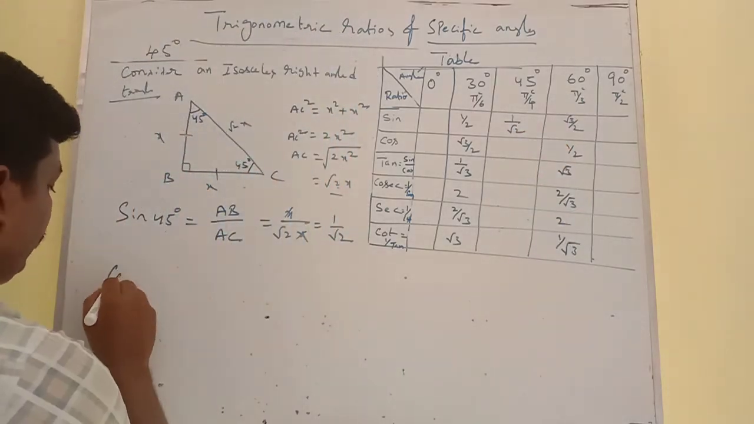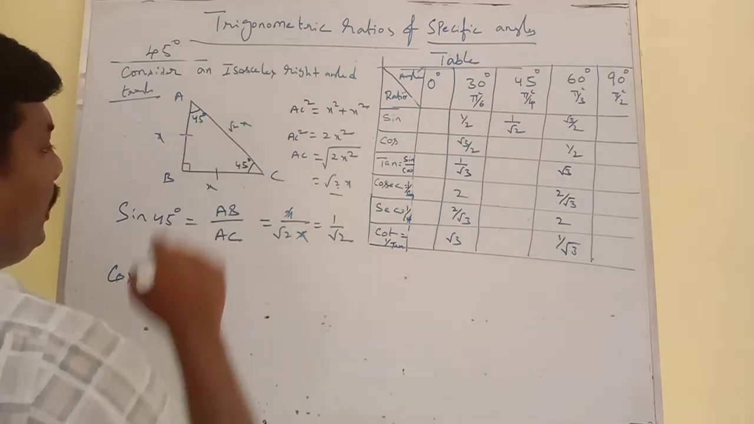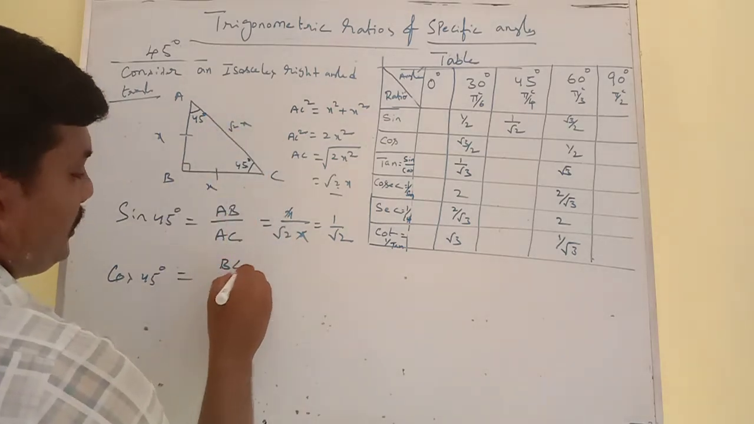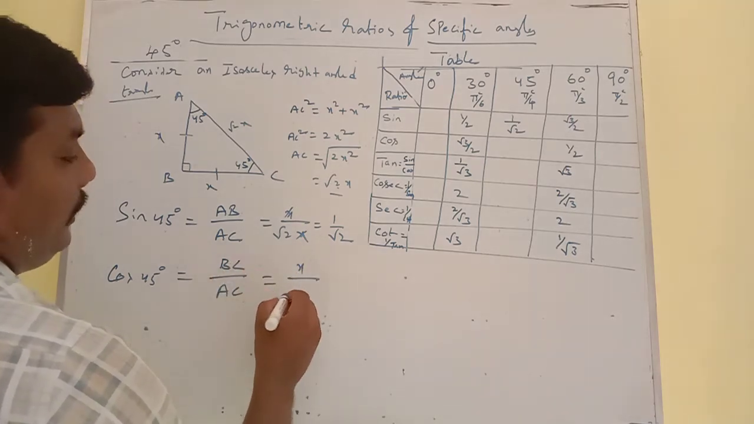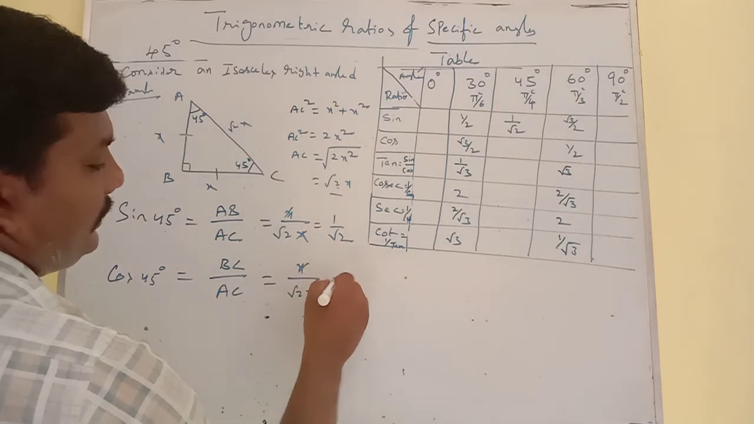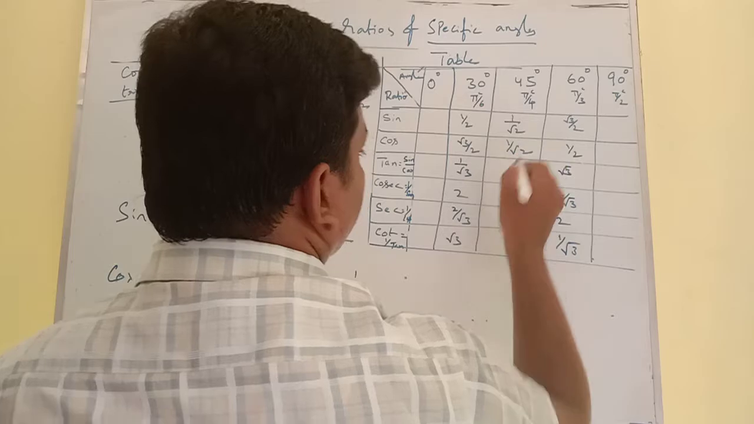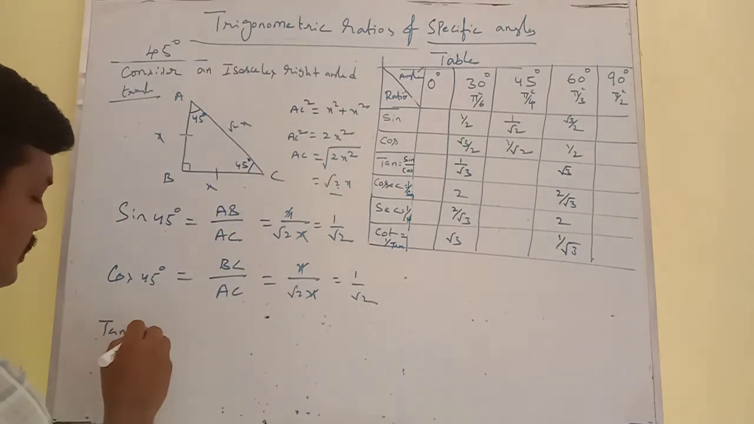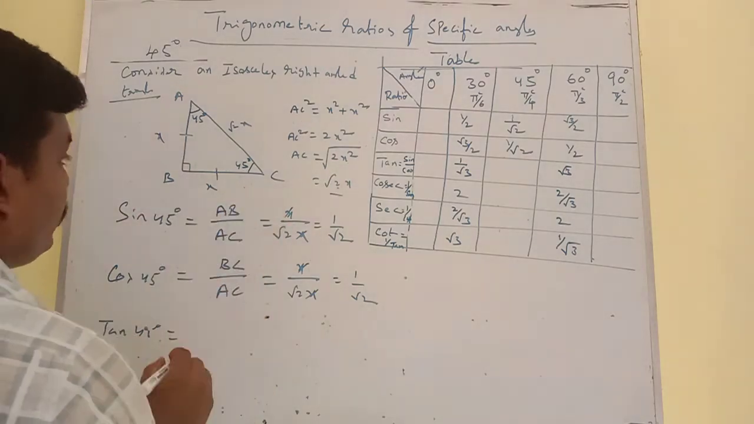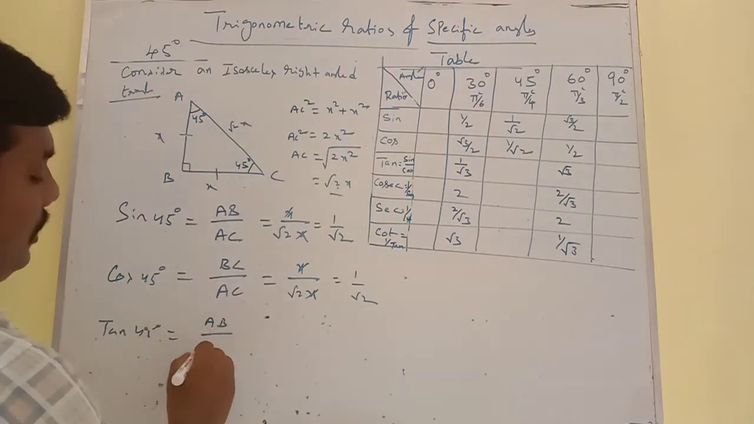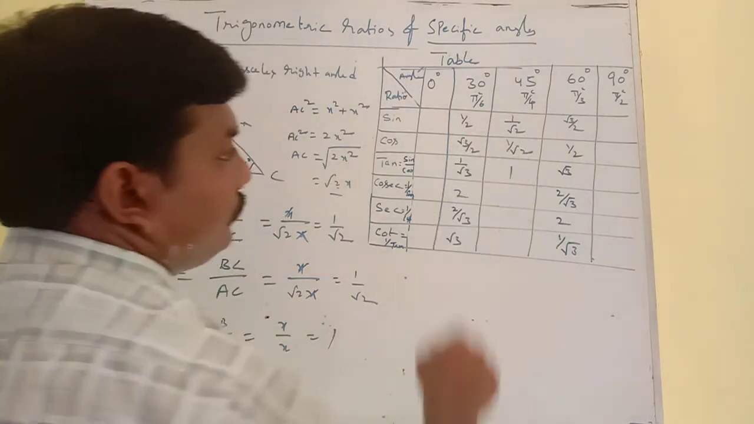Then coming to cos 45, cos 45 is the adjacent side to 45 degrees by hypotenuse. The adjacent side is BC, so BC by AC is x by root 2 into x. X cancels. The answer is 1 by root 2. Again this value is also 1 by root 2. What is tan 45 degrees? Tan 45 degrees equals the opposite side to 45 by the adjacent side to 45, that is x by x. The answer is 1. So tan is 1.